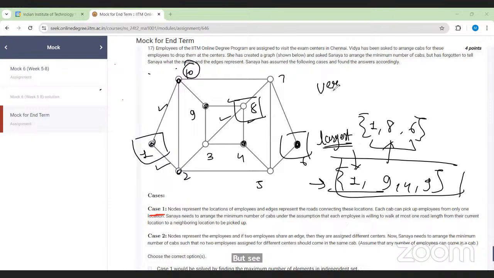Which problem are you trying to solve? Vertex cover? Is it case 1, 17? Yeah, case 1, 17. Sir, case 1.